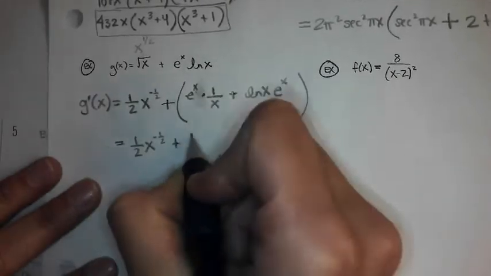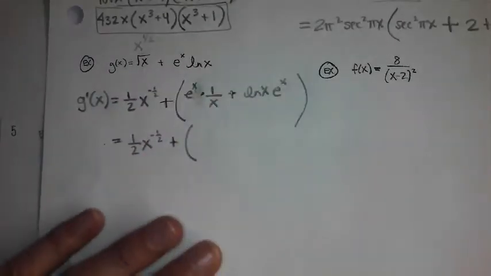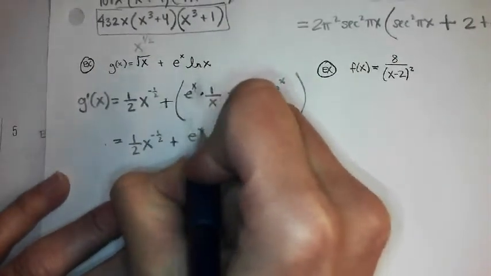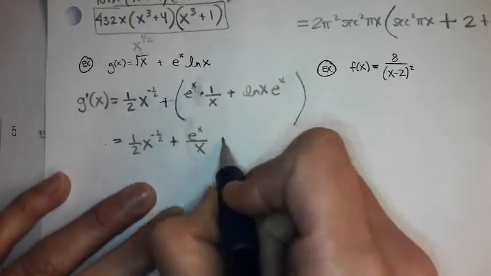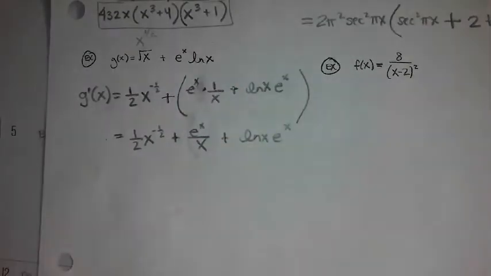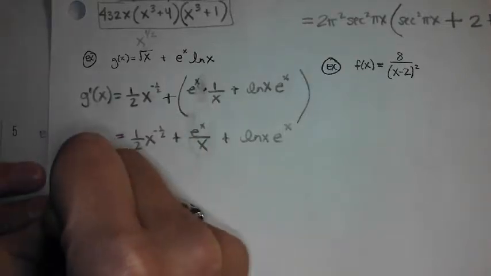And I will clean up this thing. Well, and I don't really need the parentheses anymore. It'll just be e to the x over x for this term, plus ln of x e to the x for that term. So this won't be bad on the second derivative, I don't think. It's just going to be a trinomial, so you're just taking 3 separate derivatives.